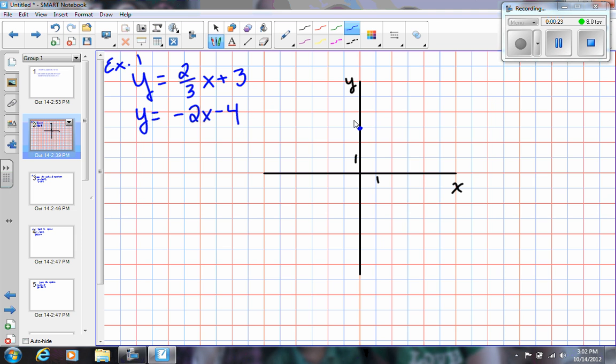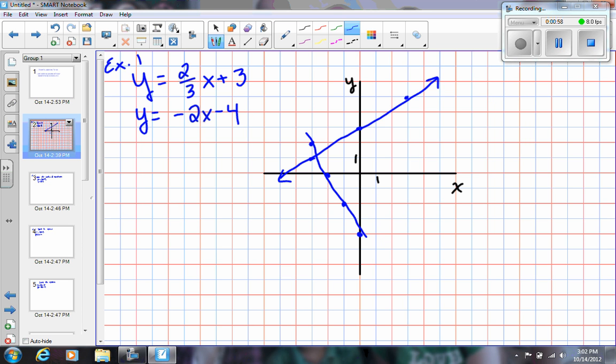The y-intercept was 3. From there I'm going to go up 2 over 3, making sure my line is going to be going in a positive direction. And then I'm going to draw my line. For my other graph, the y-intercept is -4, so I plot -4 on the y-axis. The slope is -2, so I'm going to go up 2 and to the left 1, making sure my line is going in the negative direction. I'm going this way because I'm trying to find where the two lines cross.